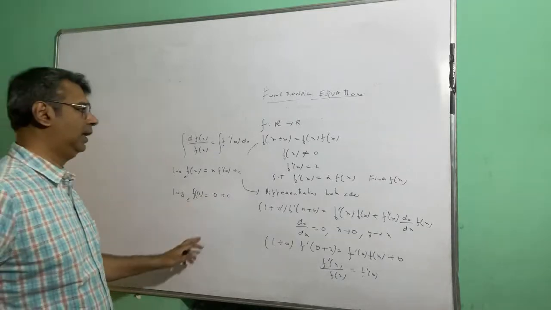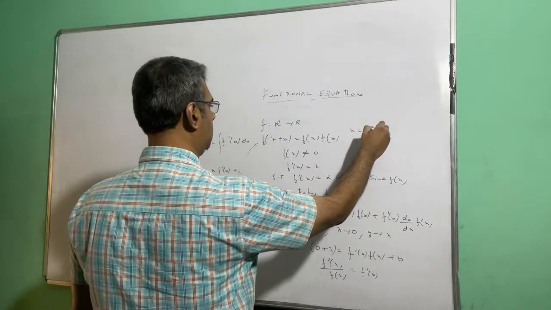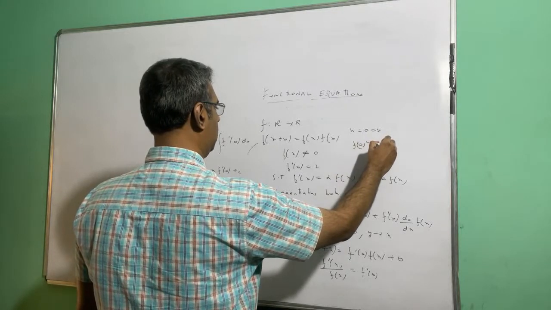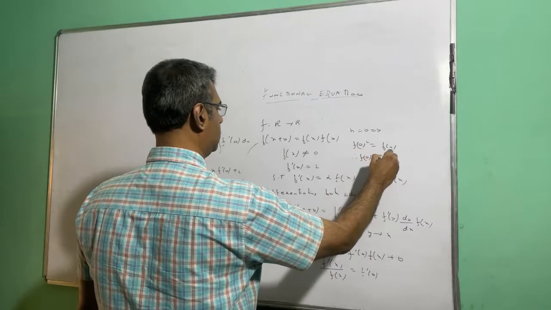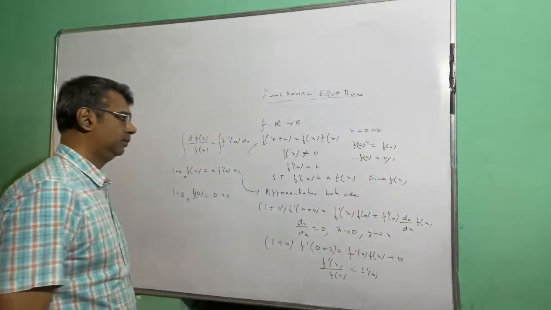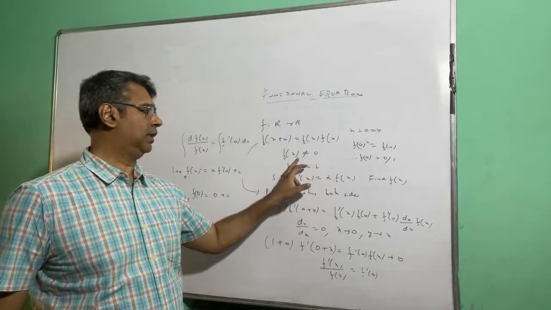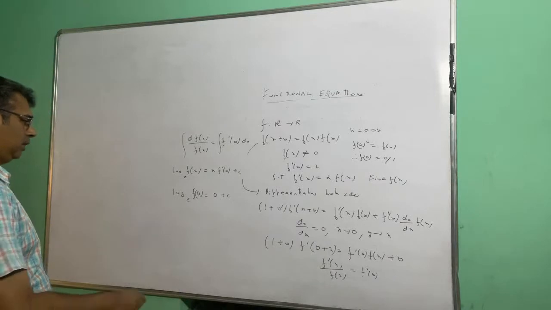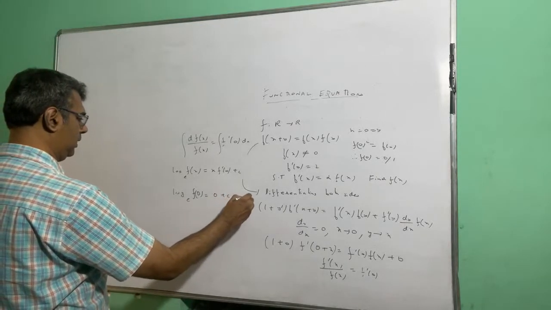And how do you find f(0)? You just put x equal to y equal to 0. So f(0) square is equal to f(0). So f(0) is either 0 or 1. But f(0) cannot be 0 because f(x) is not 0. So that means f(0) is 1. So if f(0) is 1, then log f(0) will be log 1, which is 0. So we are getting c equal to 0.